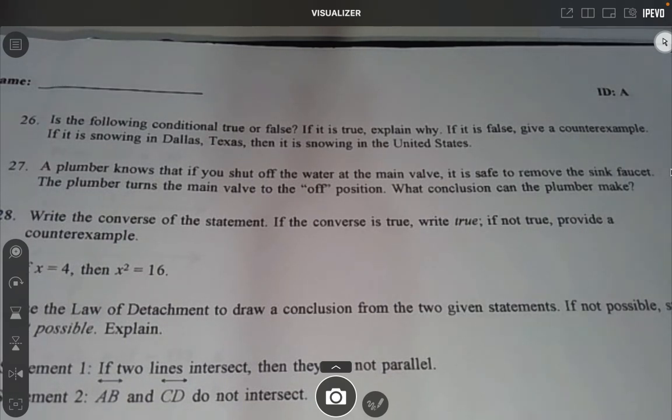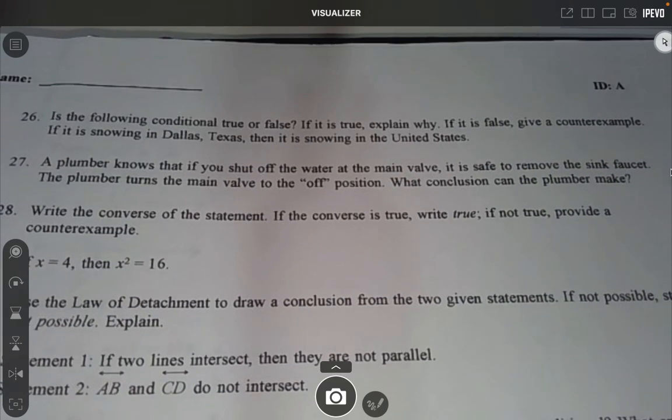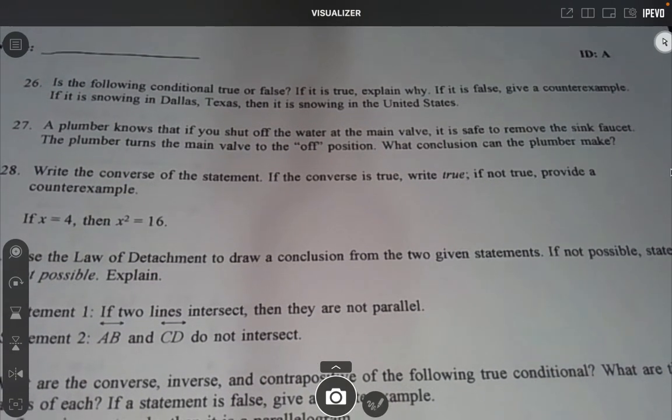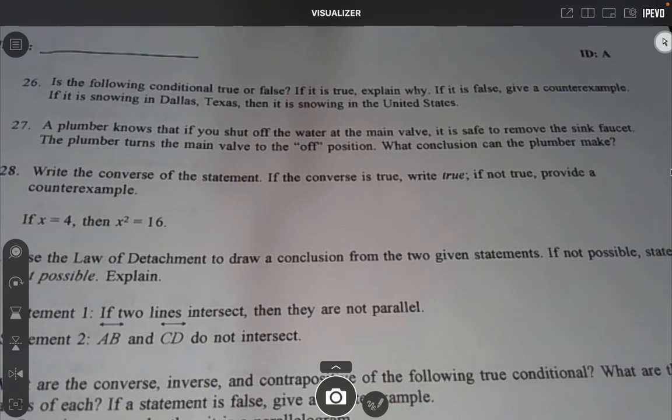So, is this true or false? If it is snowing in Dallas, Texas, then it is snowing in the United States. Is that true? Yes, Texas is in the United States. And that's exactly what you would say: this is true because Dallas is in the U.S. So you don't have to prove that wrong. That's all that one is. Do we have to put Dallas or can we just put Texas? You could put Texas. Do y'all need a second to write that down? Yes, ma'am.